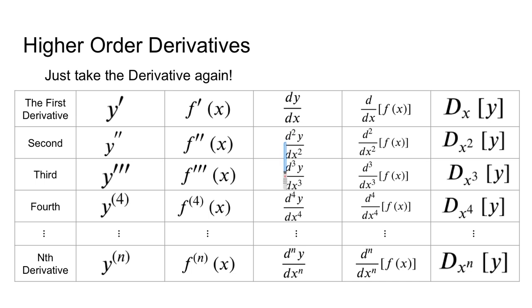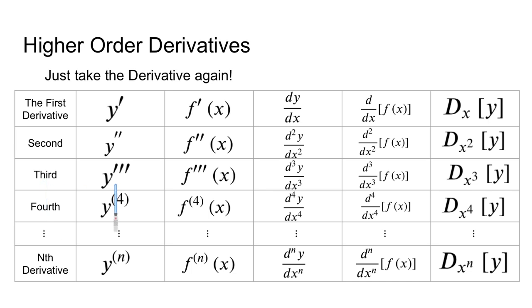Our notation is d squared y over dx squared. That notation is really important. The notation here in this fourth column is the directions for taking the second derivative of f of x. Second derivative of f of x. This is more computer notation in that last column. I don't worry too much about that.